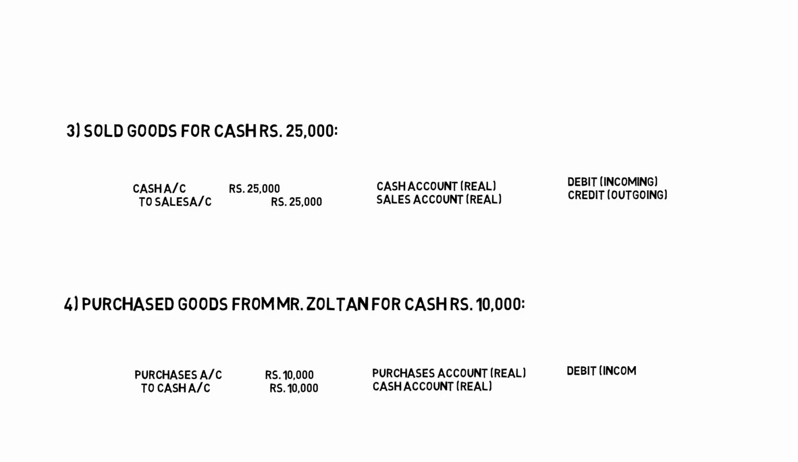So purchases account is a real account because purchase, like I just stated, is an asset in the business, and cash account is also a real asset in the business. So it's a real account. So debit when there is an incoming of an asset in the business, and credit when there is an outgoing of asset in the business. So once again in the fourth entry, you are converting a portion of asset towards purchases. So you're converting cash into purchases in the form of goods.